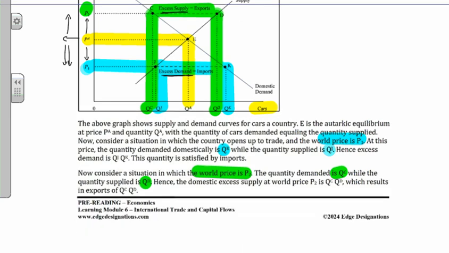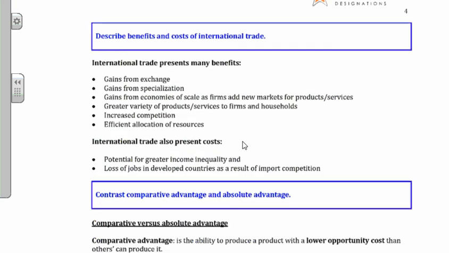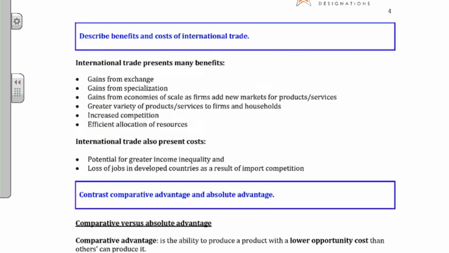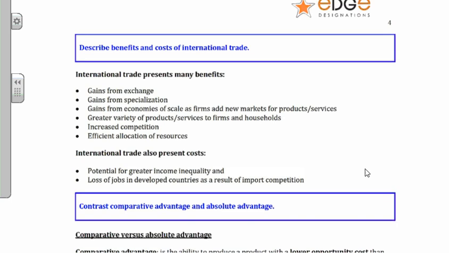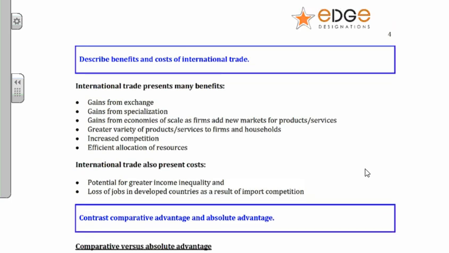We move on over here. Next page. Describe the benefits and the costs of international trade. Unfortunately, with economics generally, guys, you do find it is a little bit more qualitative as opposed to quantitative in its nature. And yes, there's generally going to be a little bit more in terms of theory.